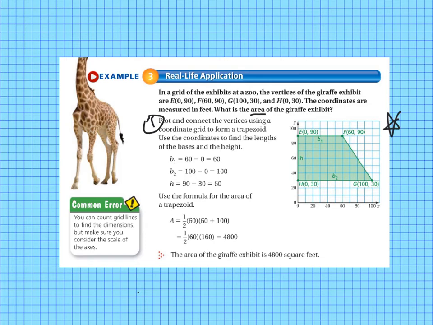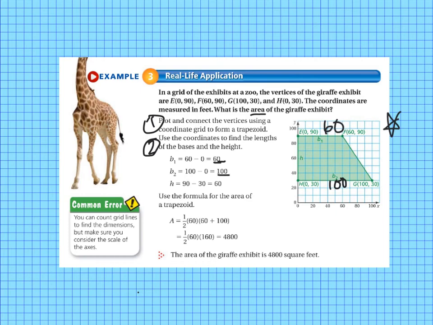And then we are going to use the coordinates to find the lengths of the bases and the height. So base 1, up at the top, the y coordinates are the same, so we subtract the x coordinates to find the length of base 1. So 60 minus 0 is 60. So that's the length of base 1. Base 2, at the bottom, again, the y coordinates are the same, so we subtract the x coordinates. 100 minus 0 is 100, so that's base 2.